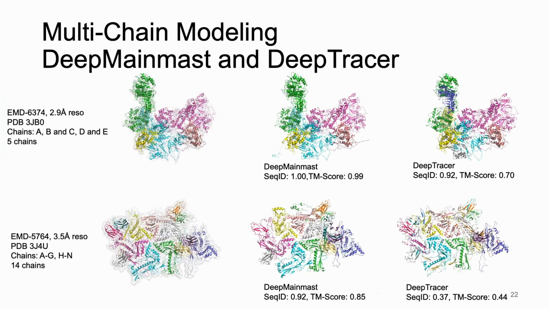And also DeepMainmast can handle multiple sequences. So in this case, 1, 2, 3, 4, 5 chains. This is a native structure, deposited in the PDB. Then DeepMainmast assigns the chain IDs also. So I compare with DeepTracer. DeepTracer is also a very nice modeling tool, but sometimes it's very fragmented and the chain assignment is not accurate. So in that case, we achieve better chain assignment and also a better TM score, better modeling results.